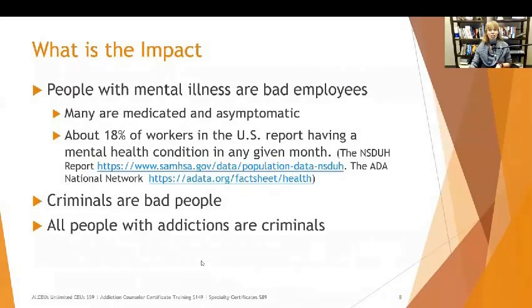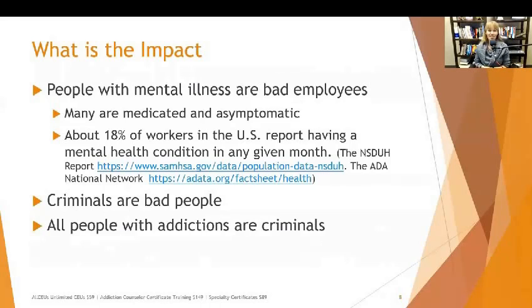People with mental illness are bad employees. This can keep people who have a mental illness from getting a job, for example, or getting the job that they want, etc. So even though you're not allowed to discriminate based on the ADA, reality is we see it happen. And then we get into advocacy later, where we've got to stand up to make sure that it goes away. But many people with mental illnesses are medicated and asymptomatic.